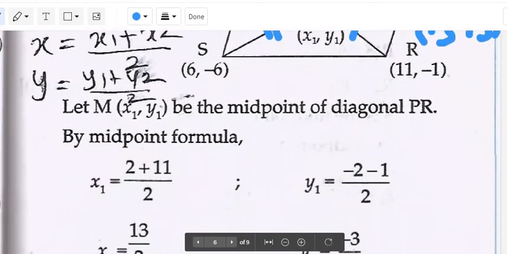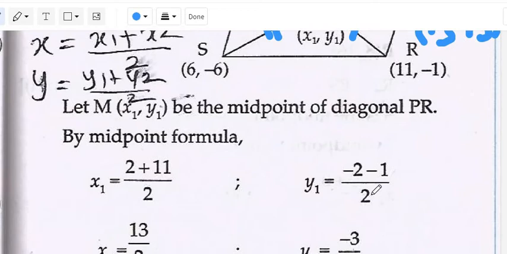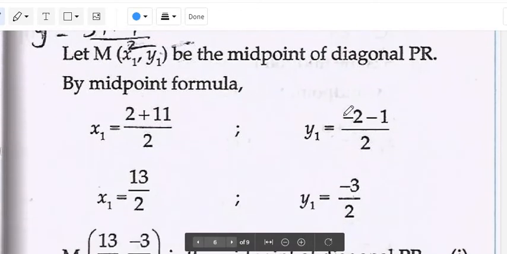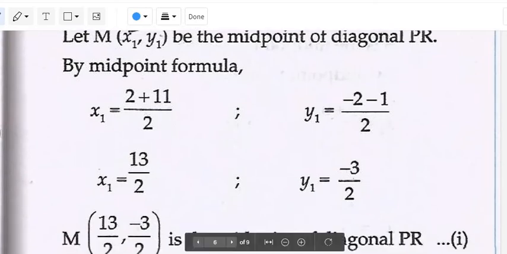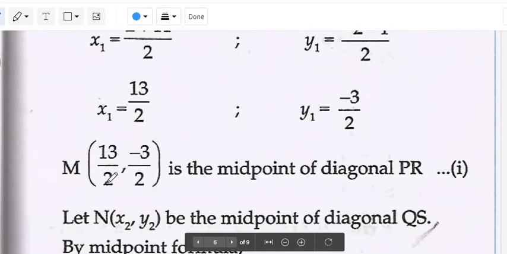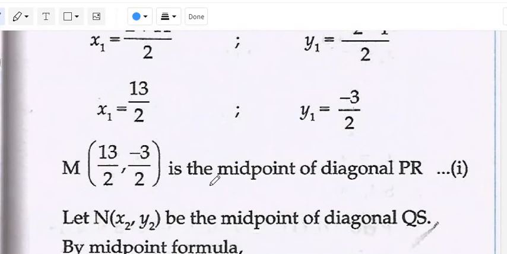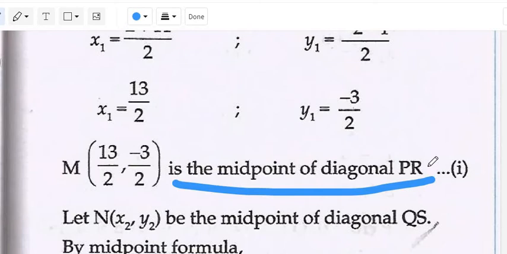Then midpoint formula, x1 is equal to (2 plus 11) upon 2, y1 is equal to (minus 2 minus 1) upon 2. 11 plus 2 is 13 by 2 and minus 2 minus 1 is minus 3 by 2. That is, the coordinates of point M are 13 by 2 and minus 3 by 2, the midpoint of diagonal PR. आपण diagonal PR चा midpoint काढला.